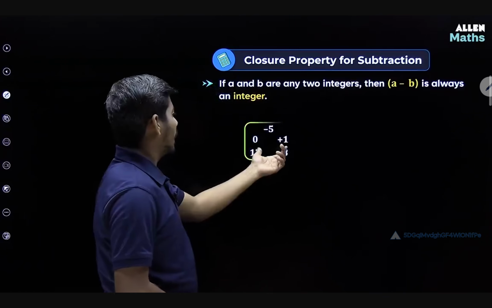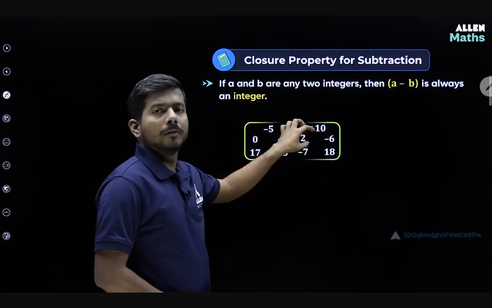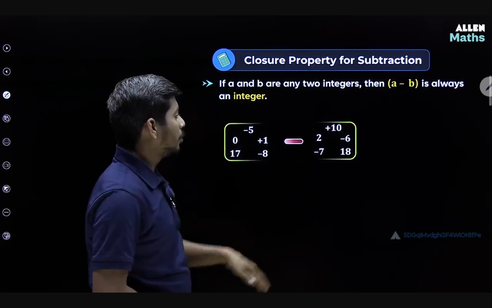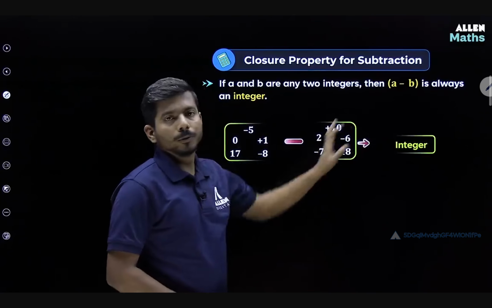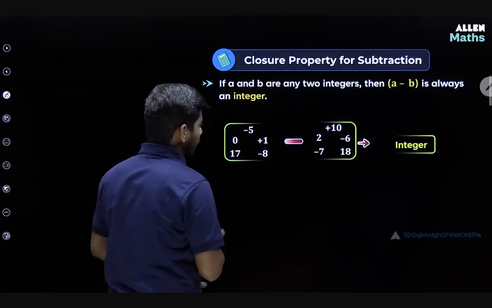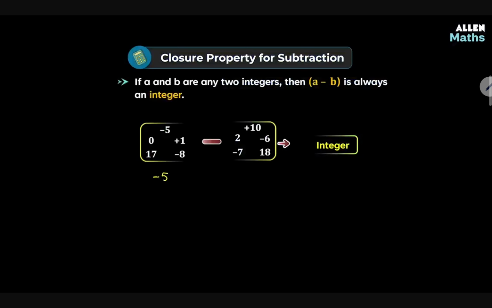Here we have one group of integers and another group of integers, and if we subtract them, the result will also be an integer. Let's take one example. Let's say we have negative 5 minus 10. After the subtraction, the result will be negative 15, which is also an integer.